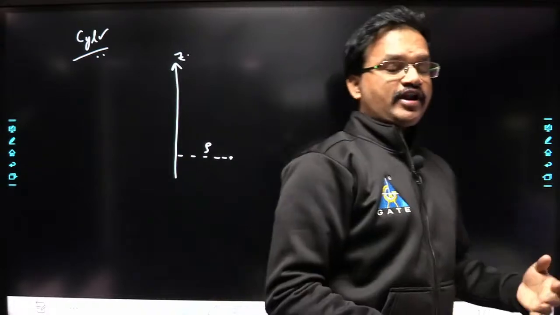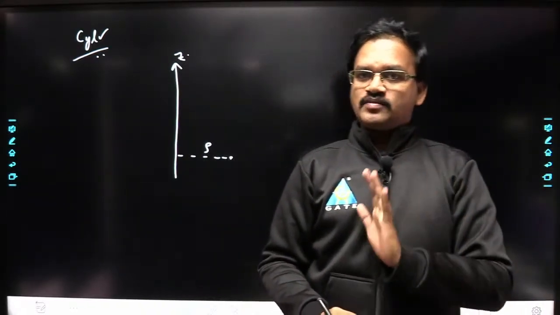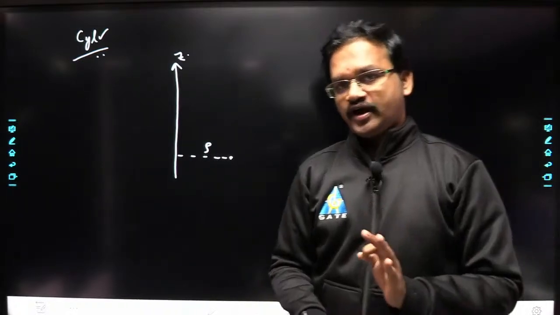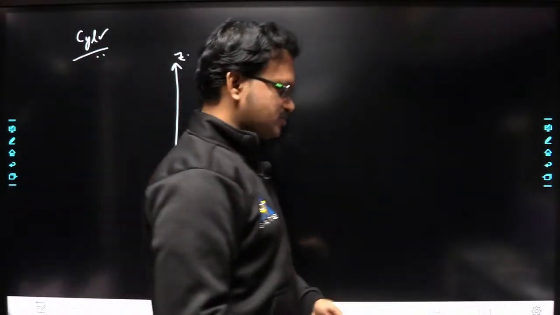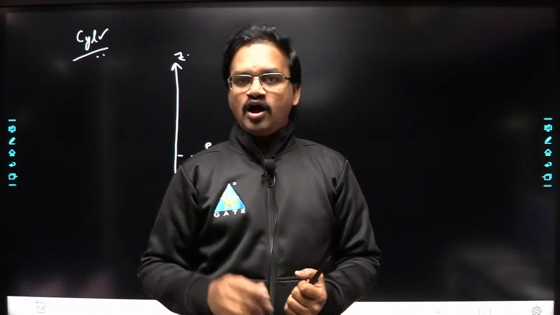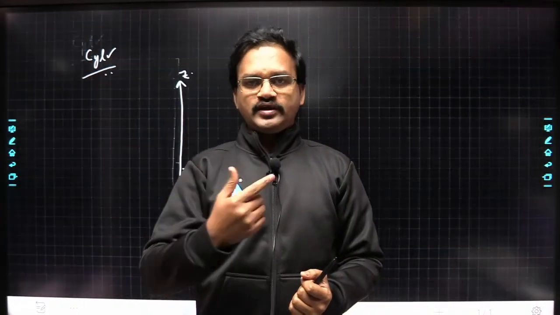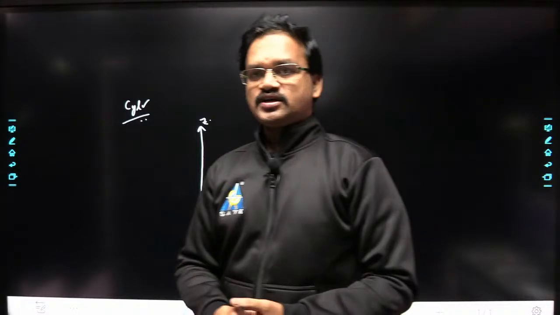That is, if we join all the points surrounding the z-axis which are at the same normal distance rho, we get the curved surface of the cylinder. Another simple way I explained is, if you place circular rings of the same radius one upon the other up to some height h, it also forms the curved surface of the cylinder. So these are the two ways to construct a cylinder.